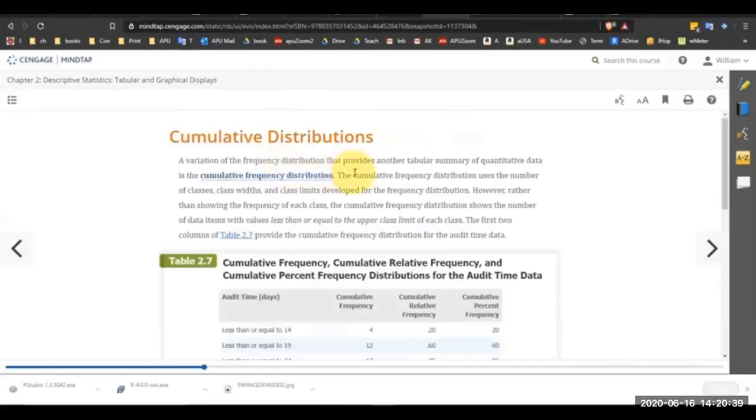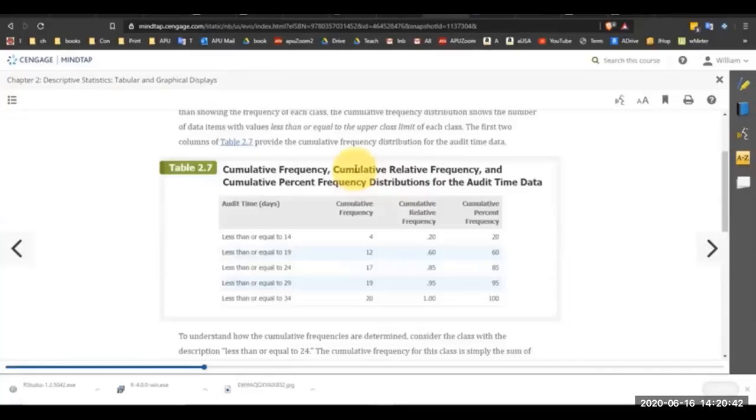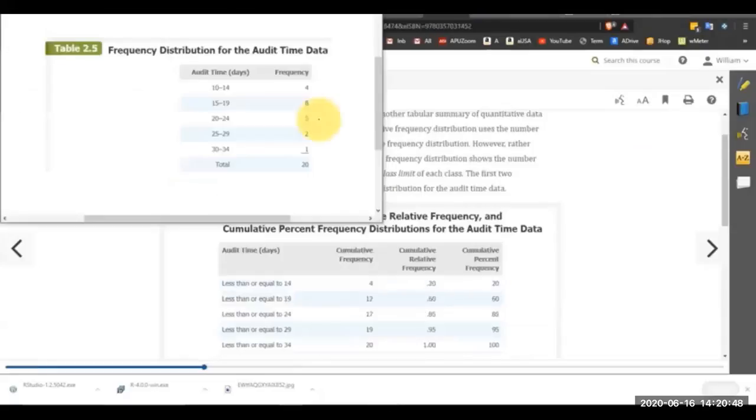It's not complicated. Taking the same data we had, let me bring that back again. Here's the original one, and here's the new one. We can say how many audit times were there that were less than 14 days. There were 4, because the smallest audit time was somewhere between 10 and 14. So the number that are less than or equal to 14 is 4.